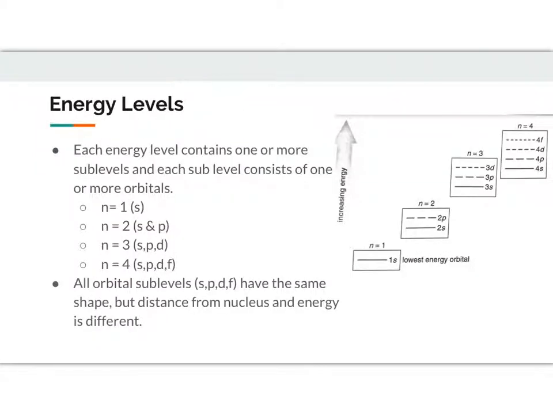Certain orbital shapes or sublevels are allowed in each energy level. In the first energy level, only S. In the second, S and P. In the third, S, P, and D. And in the fourth, S, P, D, and F.